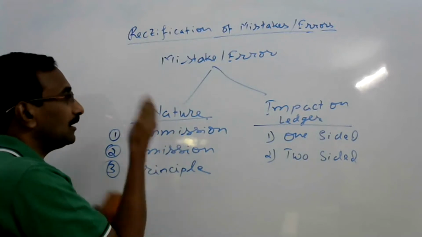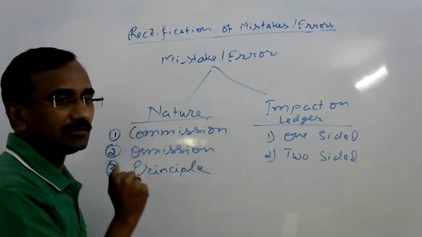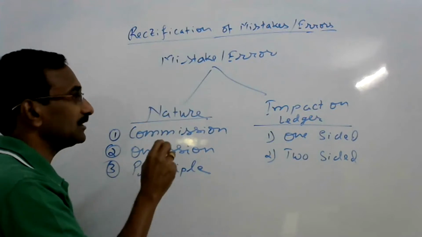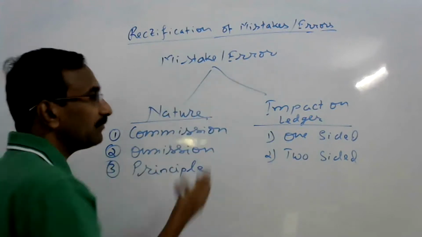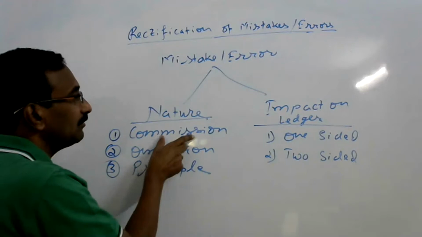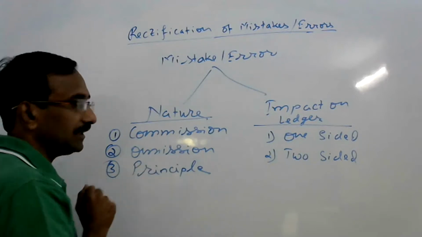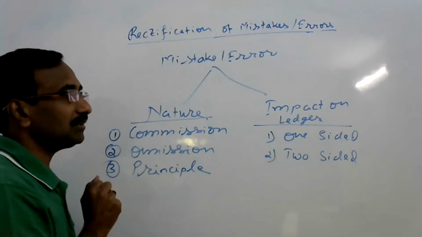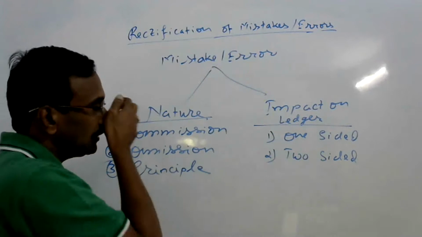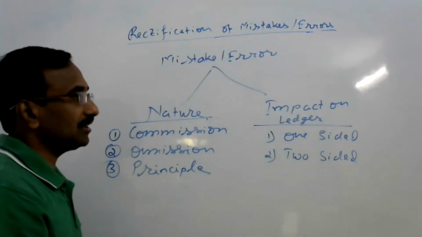When we call a transaction, if there is a mistake and that transaction has a certain type of error, when will we call it commission, when will we call it omission, when will we call it principal. At the same time, we'll see with the ledger as such, the ledger impact.